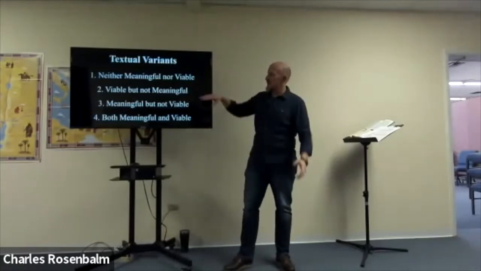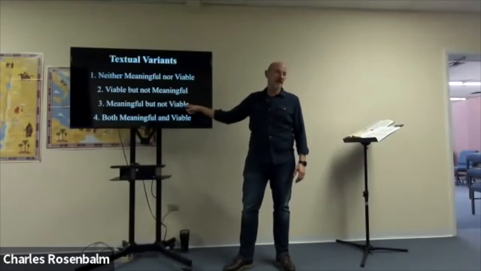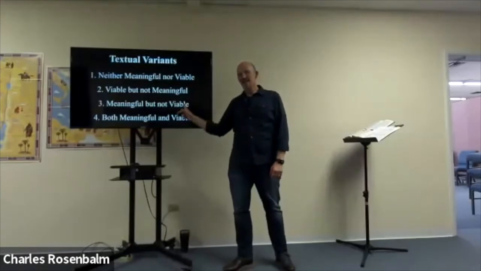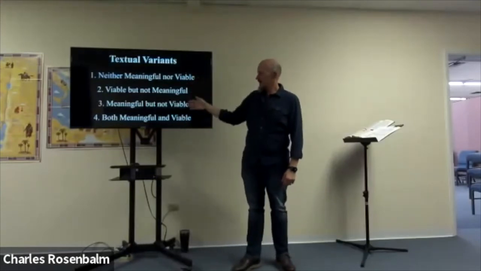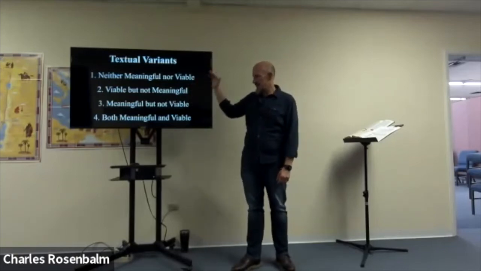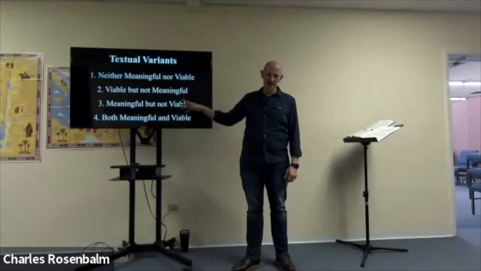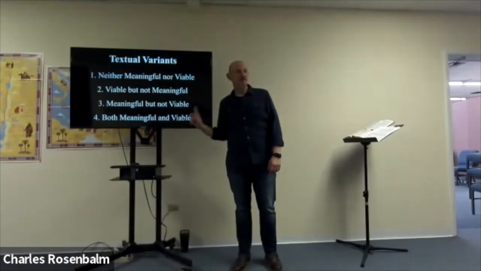400,000 variants. We can't trust the New Testament. The first two account for 75%. This third accounts for 24%. 75 plus 24 is 99. 99% of the variants in no way have any bearing on the text. The 1%, and actually some estimate a little less than 1%, are meaningful and viable.